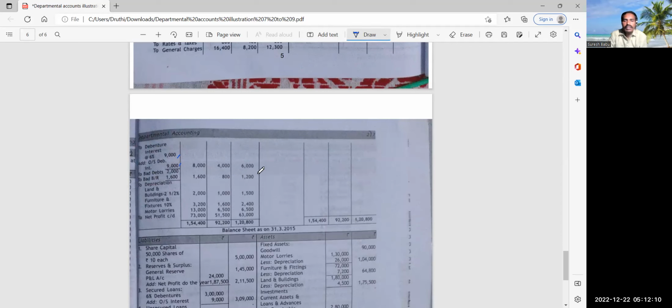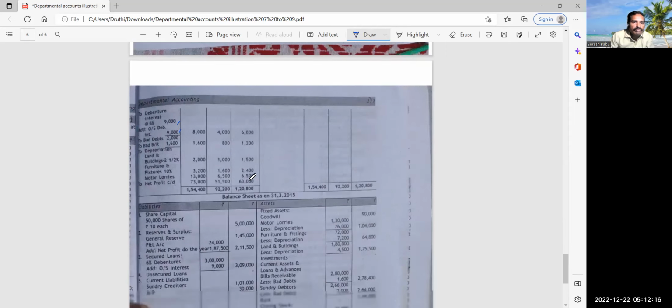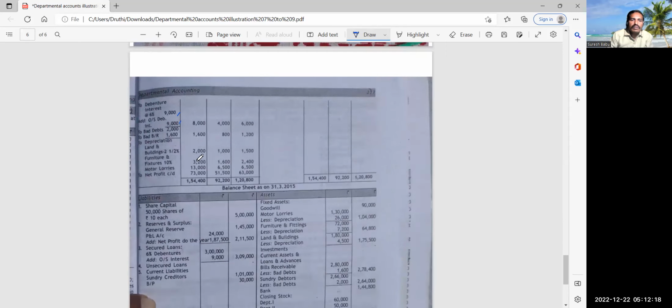8,000, 4,000, 6,000. 4:2:3, same ratio. Correct? Okay. So depreciation is to be calculated. The percentage is given, so the same percentage you have to debit. So first land and buildings, furniture, right?